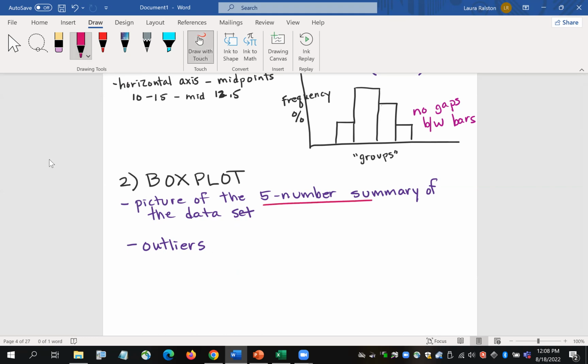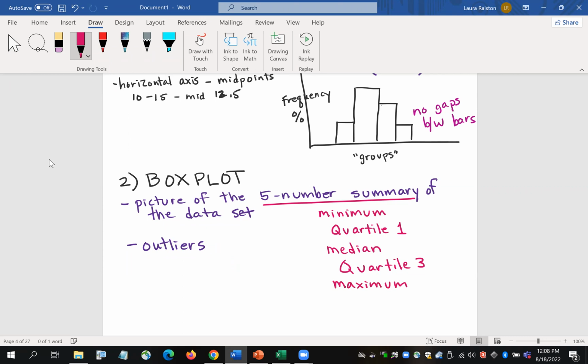The 5-number summary includes the minimum value in the data set. It includes what's called quartile 1, and we'll talk about what that means if you don't recall from your previous course. The median, which is the value in the middle of the data set. Quartile 3. And the maximum. And it can be drawn horizontally or vertically.